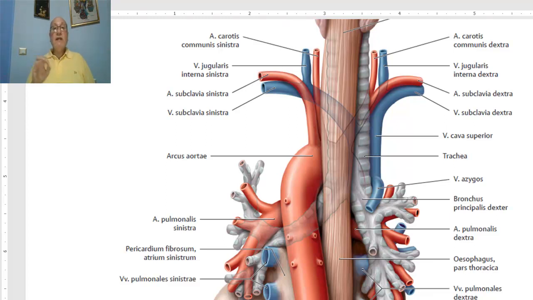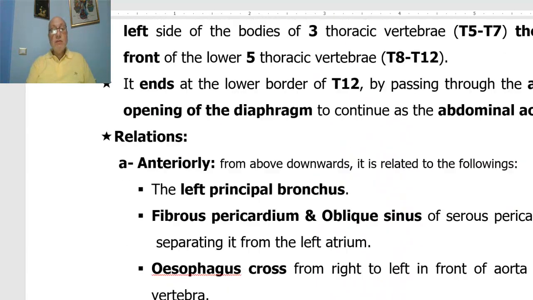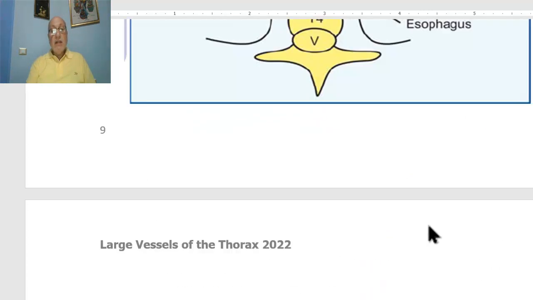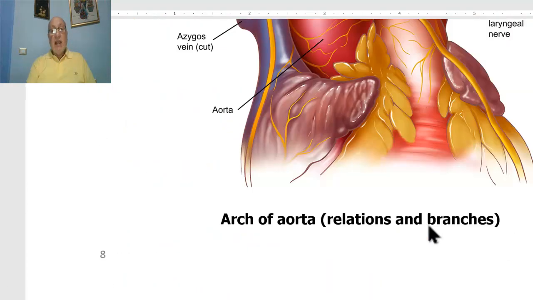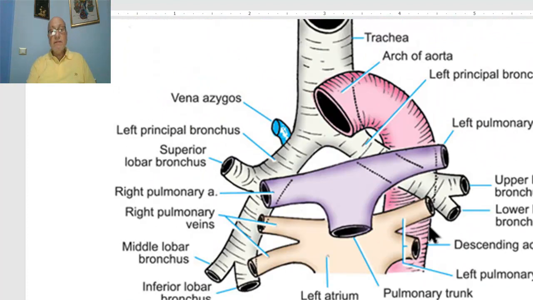Descending thoracic aorta. The descending thoracic aorta is the longest part of the thoracic aorta. It is about 8 inches, which equals 20 centimeters, long. Where does it begin? Sure, the descending thoracic aorta begins at the end of the arch of the aorta.